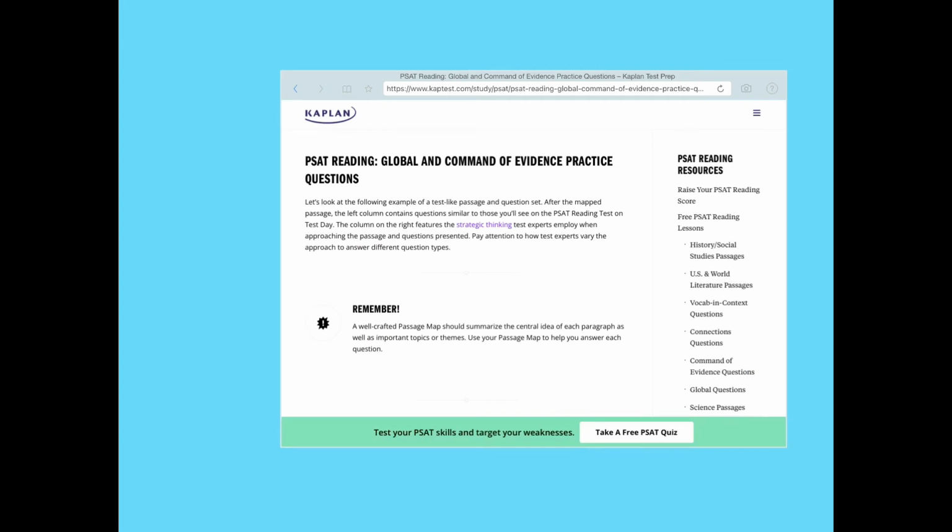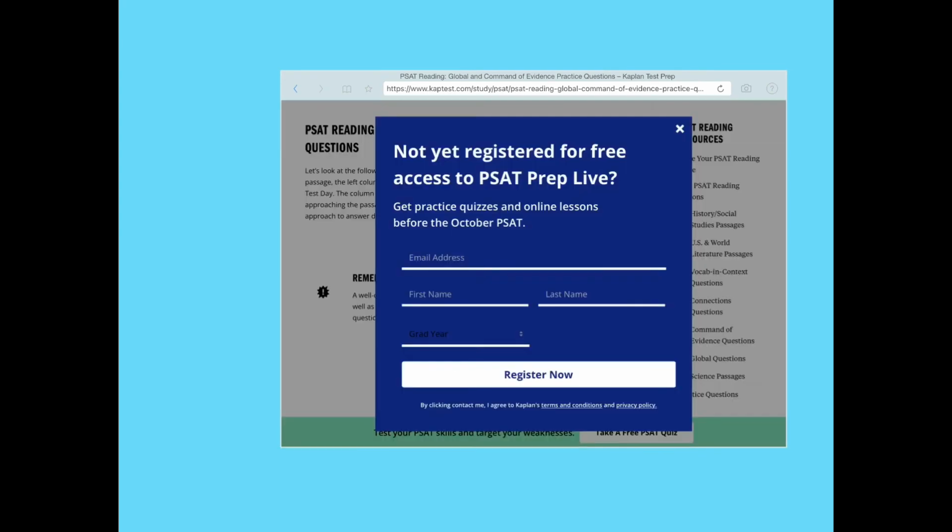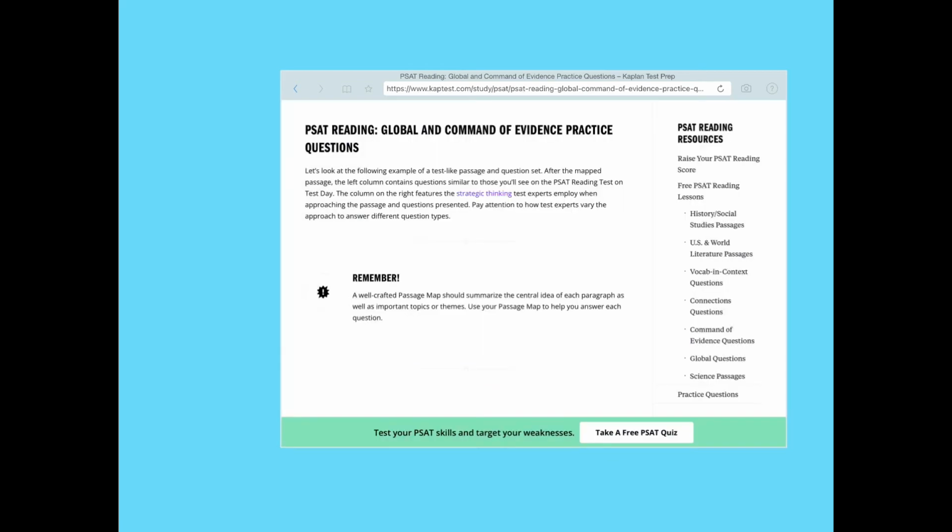Okay, so now we're on the website, the Kaplan website. As you can see, they give you some basic information, but on this right-hand side, where I've got my little arrow going down, these are all the resources you can get with different types of questions, and you can click on any of these areas to find examples. And again, this is where I would go. Look for those weak areas that you have. If command of evidence questions are your weakness, then you of course want to click into that and try to work some of those passages.